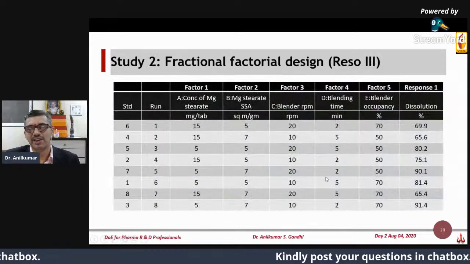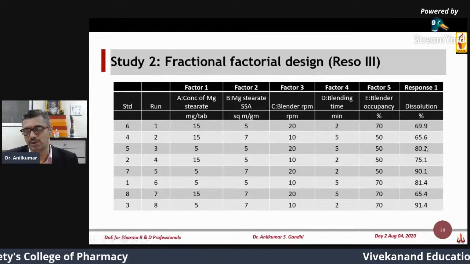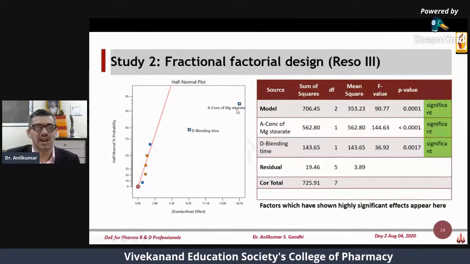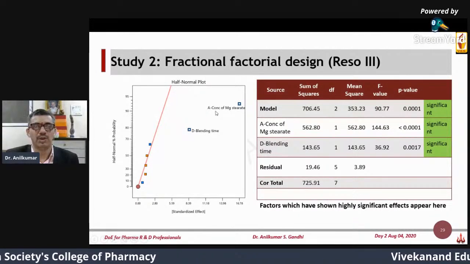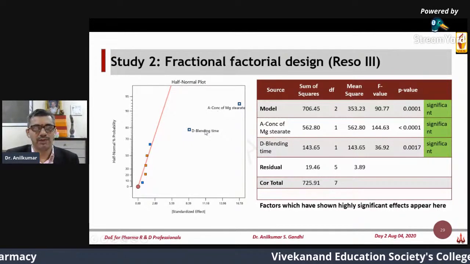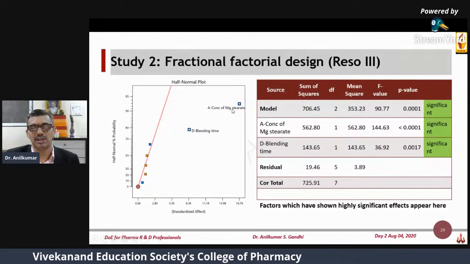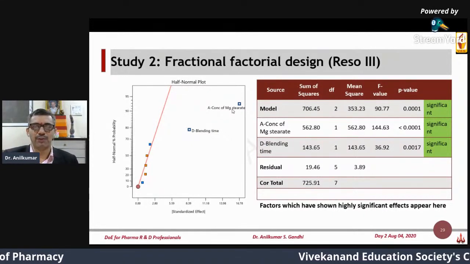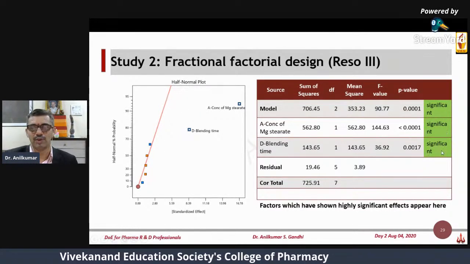Let's see the resolution 3. Okay, this is the design. You do the experiments and you get the data. What is it now? You are seeing now only two effects being significant. Okay, you are seeing factor A and factor D, which are blending time and concentration, are the significant impact factors, and therefore you will see that only two factors also in ANOVA.